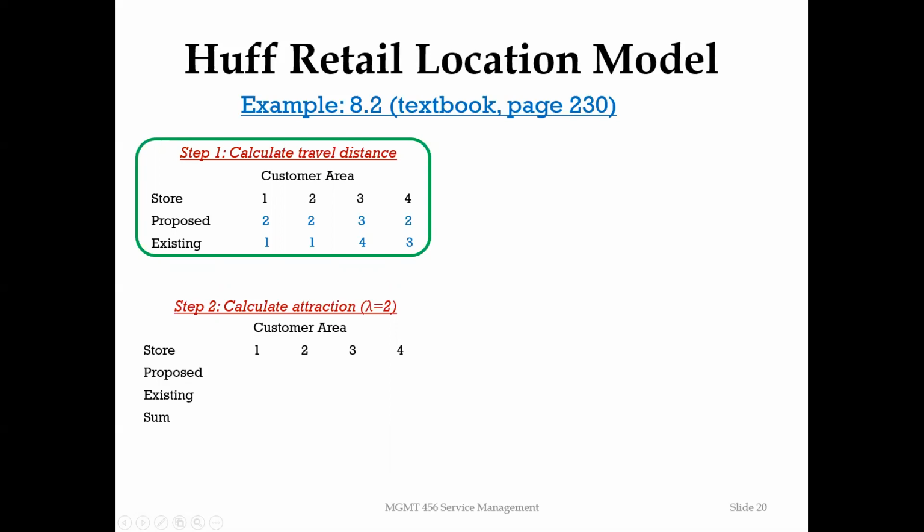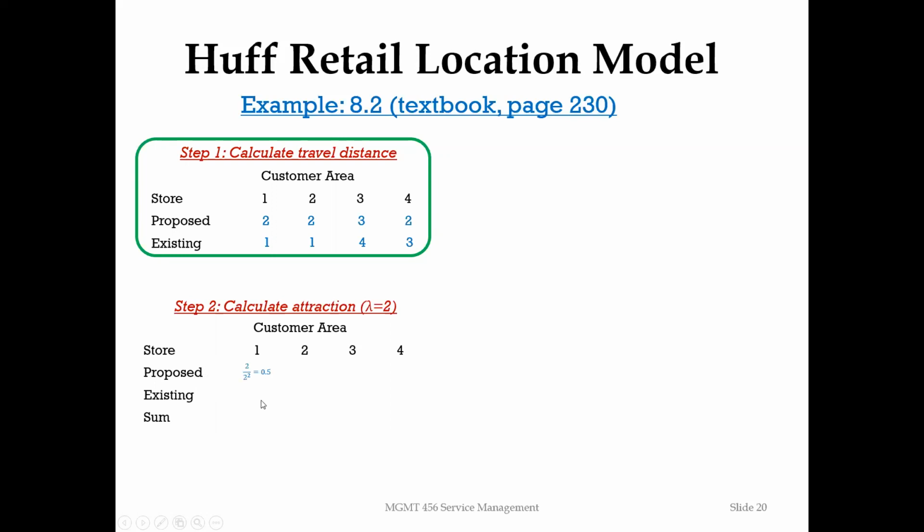So if you recall how we define attraction, we define attraction by 2 things. One is the store size, that's the numerator. And the second one is the travel distance, which is the denominator. But we also have the lambda. Lambda measures how sensitive our customers are to the travel distance. So you look at the first one. We want to see how attractive the proposed store is to those who live in custom area 1.